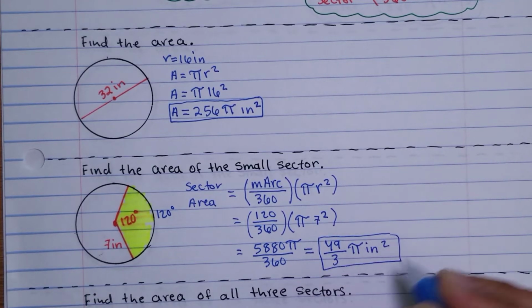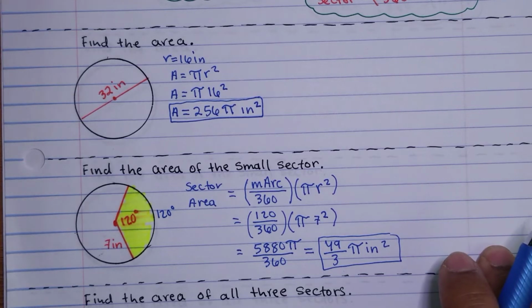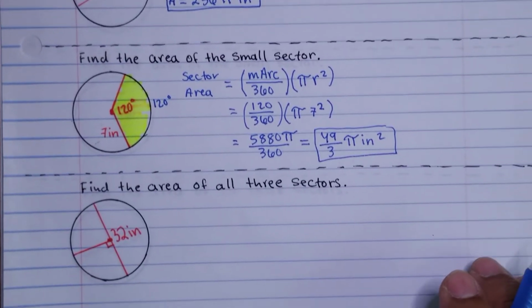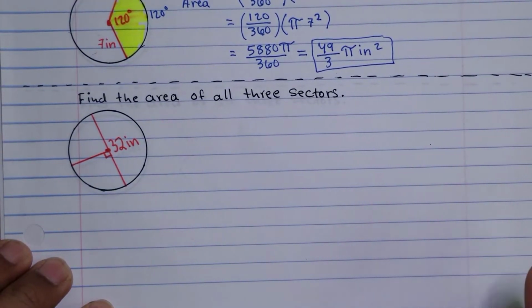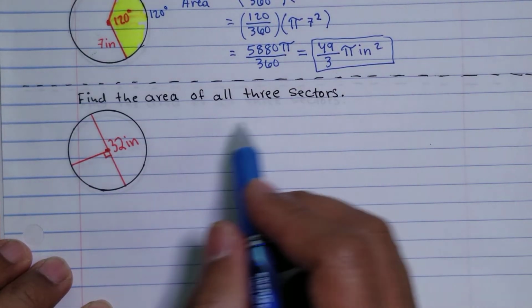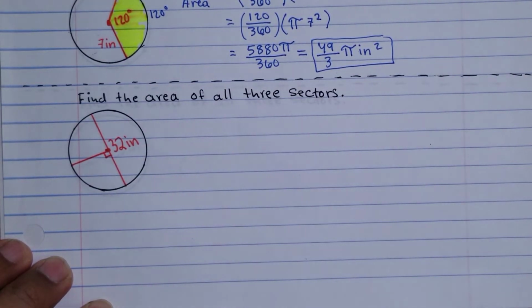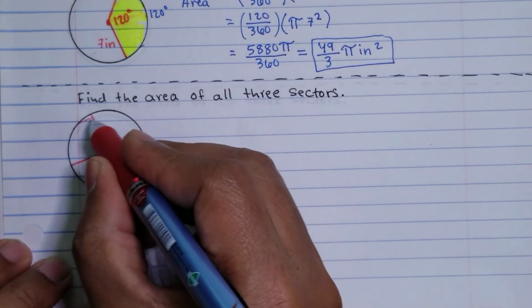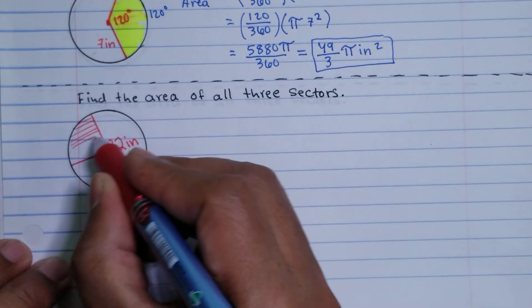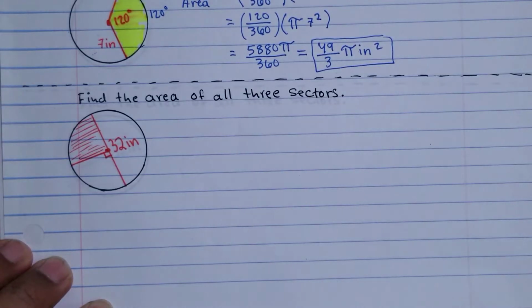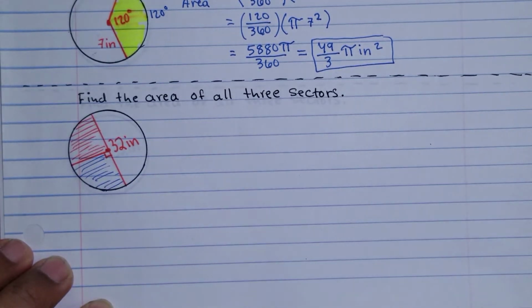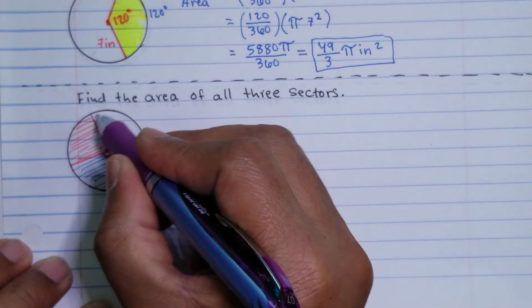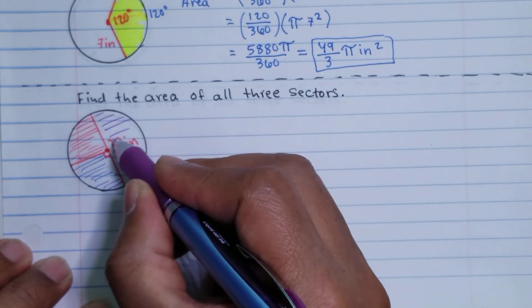So this is the area of that sector. Okay, all right, let's go on to the next example, next and last example for this lesson. On this one here, they want us to find the area of all three sectors. So what I'm going to do is shade this in red, and this one is going to be blue. And this one I'm going to make purple, though I don't know if you can tell the difference on the video.